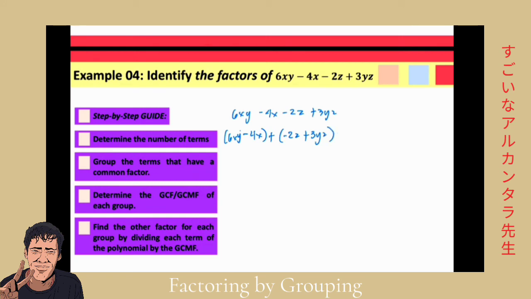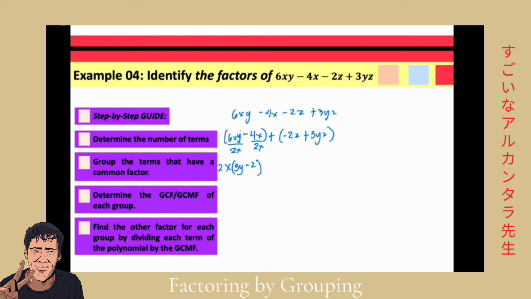So for the first group, the common factor is not only the numerical but also the variable. It's actually 2 and x. So divide both terms by 2x. So 6 divided by 2, that's 3. X divided by x is 1. Bring down the y. Negative 4 divided by 2, that's negative 2. X divided by x, that is 1.